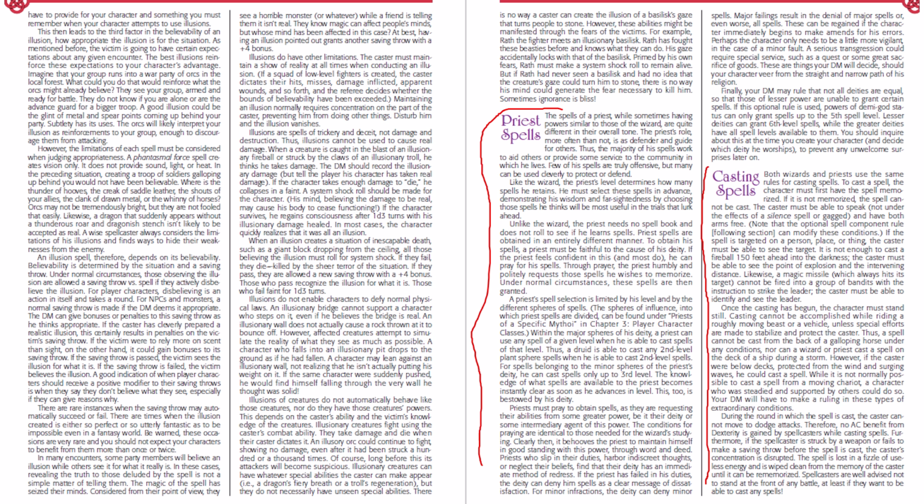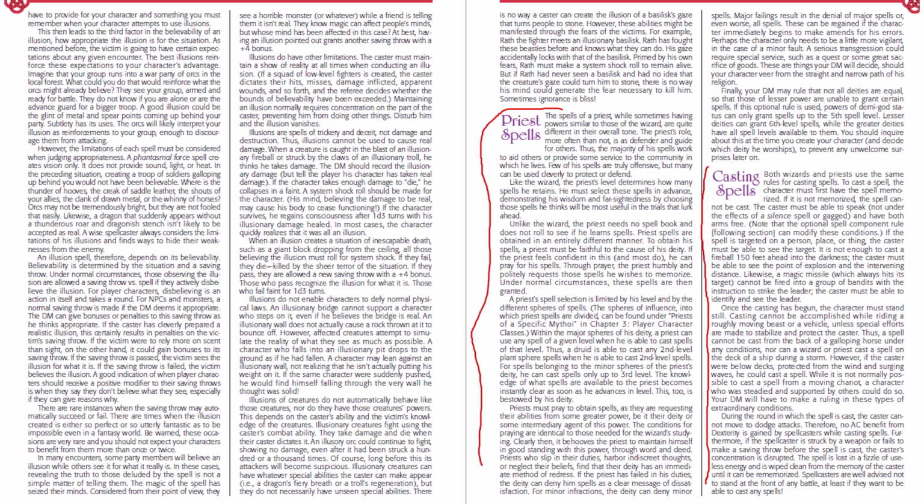Both wizards and priests use the exact same rules for casting spells. To cast a spell, they must have the spell memorized. If it's not memorized, the spell cannot be cast. The caster must be able to speak, unless there is no verbal component for the spell, and have both arms free. Note that the optional spell components rule following can modify these conditions, and we will talk about optional spell components in just a moment.